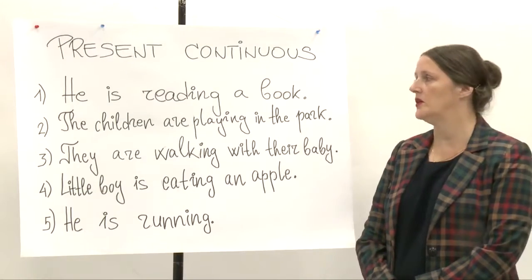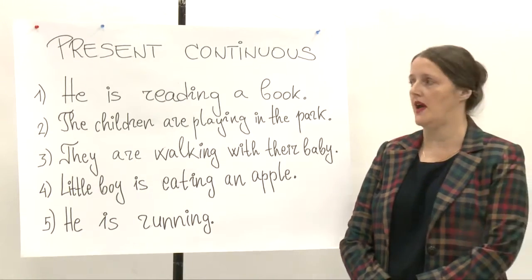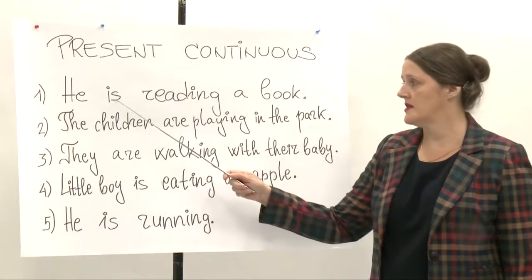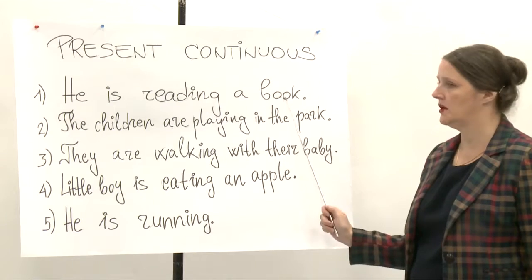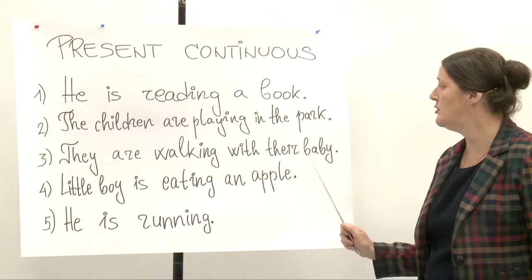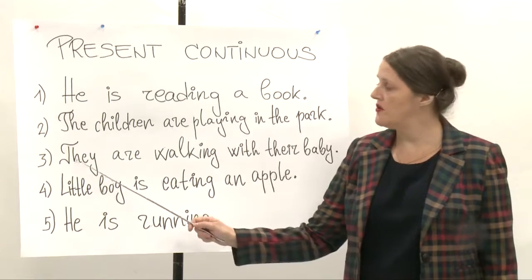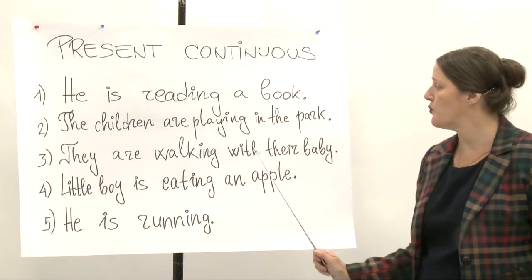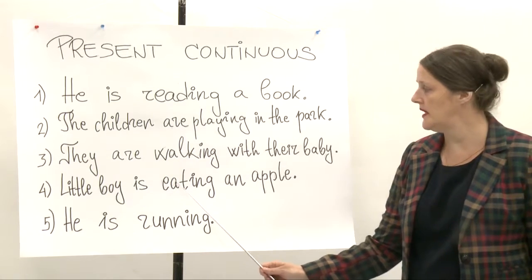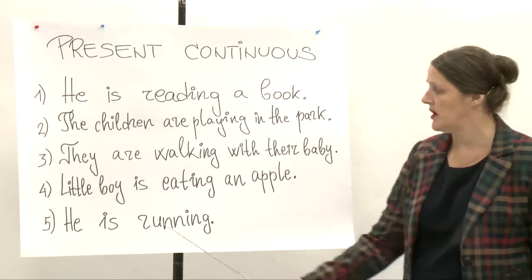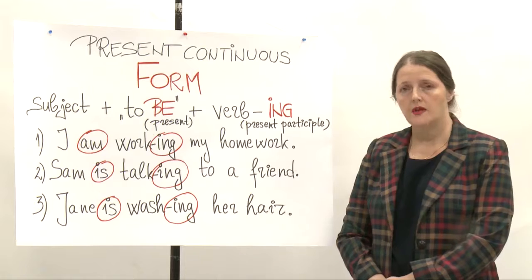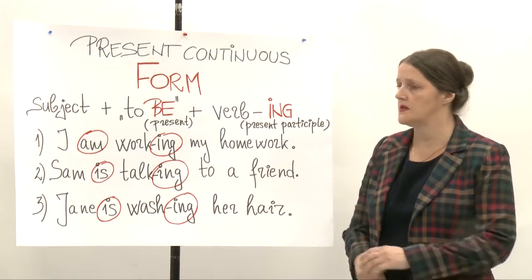Now let's have a look at these sentences describing actions that are happening in the park. He is reading a book. The children are playing in the park. They are walking with their baby. Little boy is eating an apple. He is running. Let's say something about the form of present continuous.